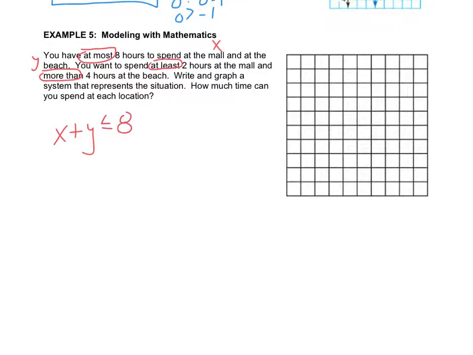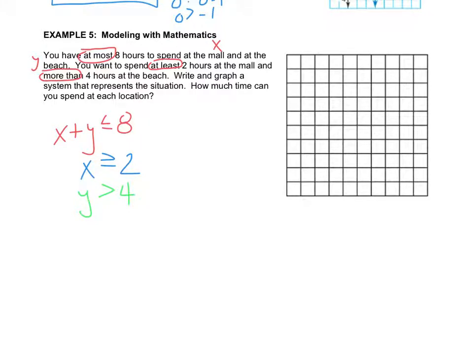So then when I look at my next one, we'll do that one in blue. My time at the mall is at least 2 or more. And then the final one we'll do in green. My beach time is more than 4. So we actually have 3 different ones we need to put together.